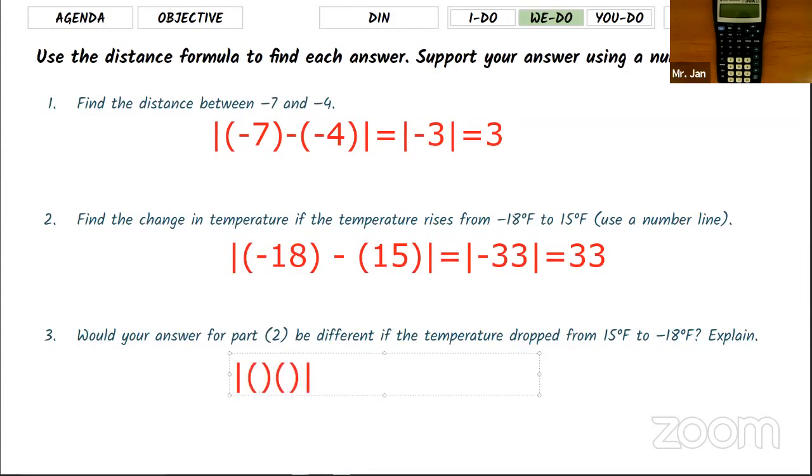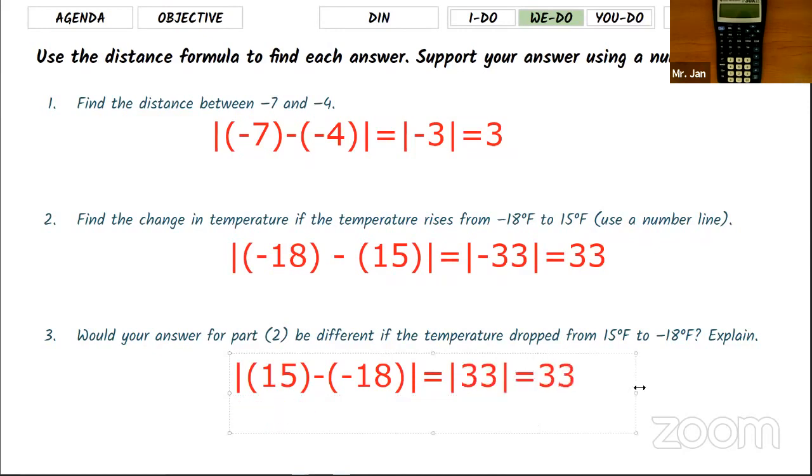For example, 15 minus -18, okay? You're right, it's not going to change. So this time inside the absolute value it's going to be 33. But because of the absolute value parentheses, the result will also be 33, okay? You're making it positive. So thank you so much. So this is about finding a distance between two numbers, okay?